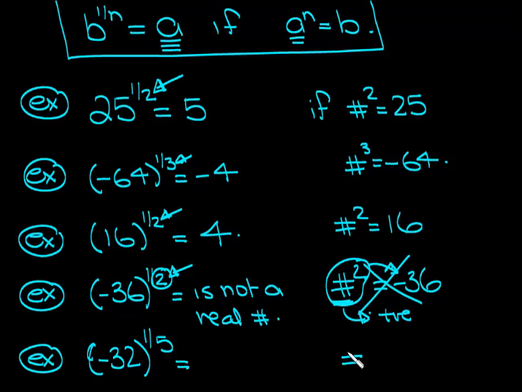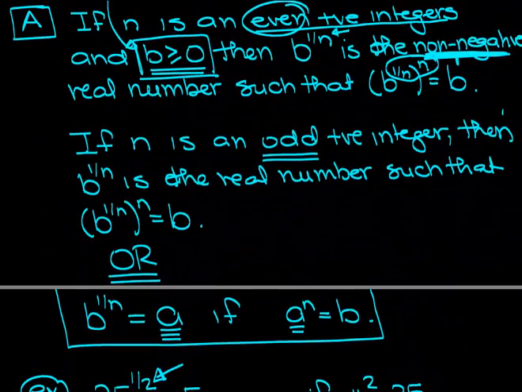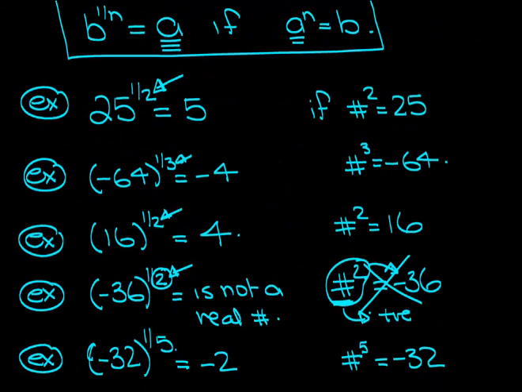I want to find a number that, if I take it to the 5th power, since n is 5, I end up with negative 32. You can play with those numbers in your head. It's negative 2, because negative 2 times negative 2, 5 times, is negative 32. Okay, so I gave you some examples of rational exponents here, and I also gave you a couple definitions to look at.